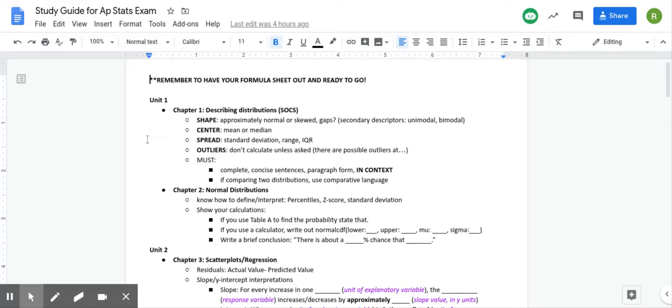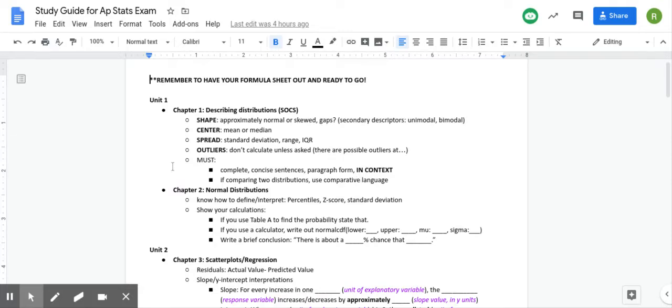Unit 1, the big thing there is going to be SOCS with context. This is a guaranteed question that's going to be on there, this stuff right here. So be ready for it and take advantage of it. You can definitely get full credit on that just by identifying shape, center, spread, and outliers in one of those measures, and then using context frequently throughout.